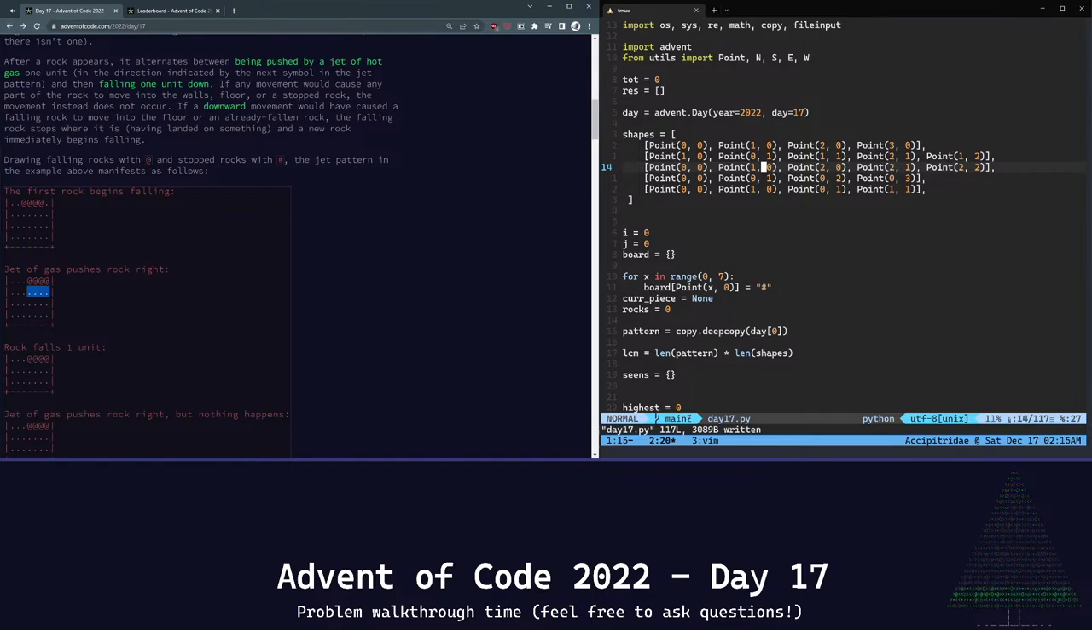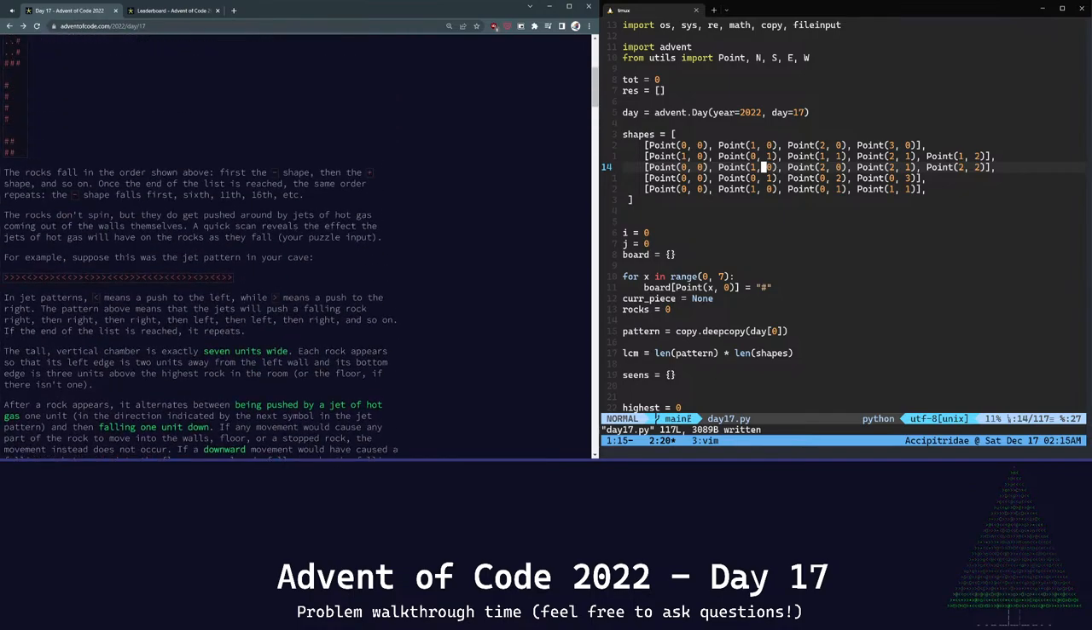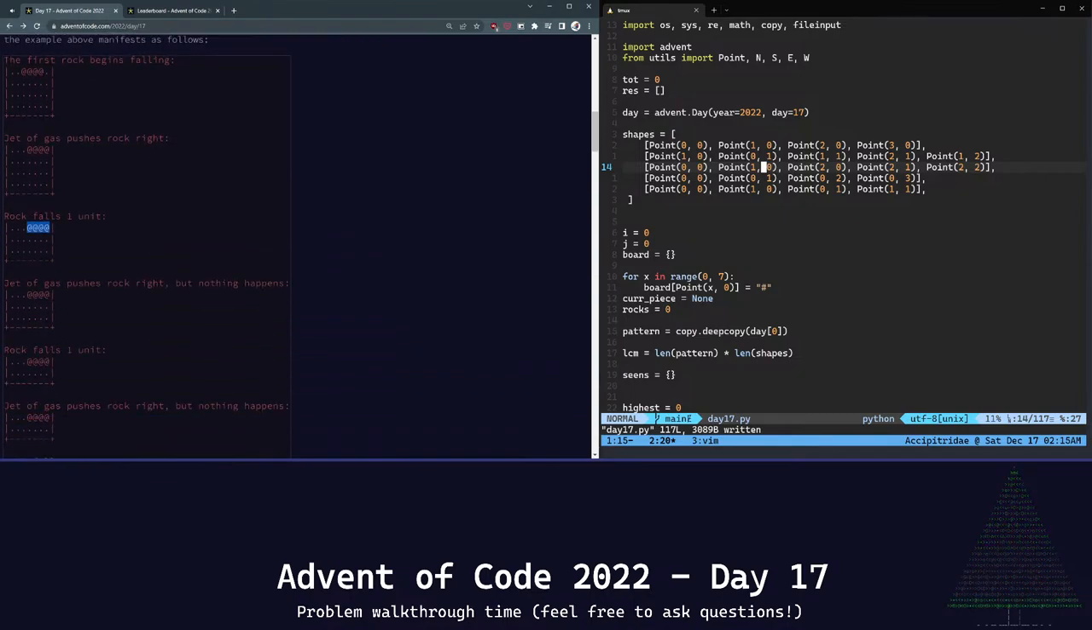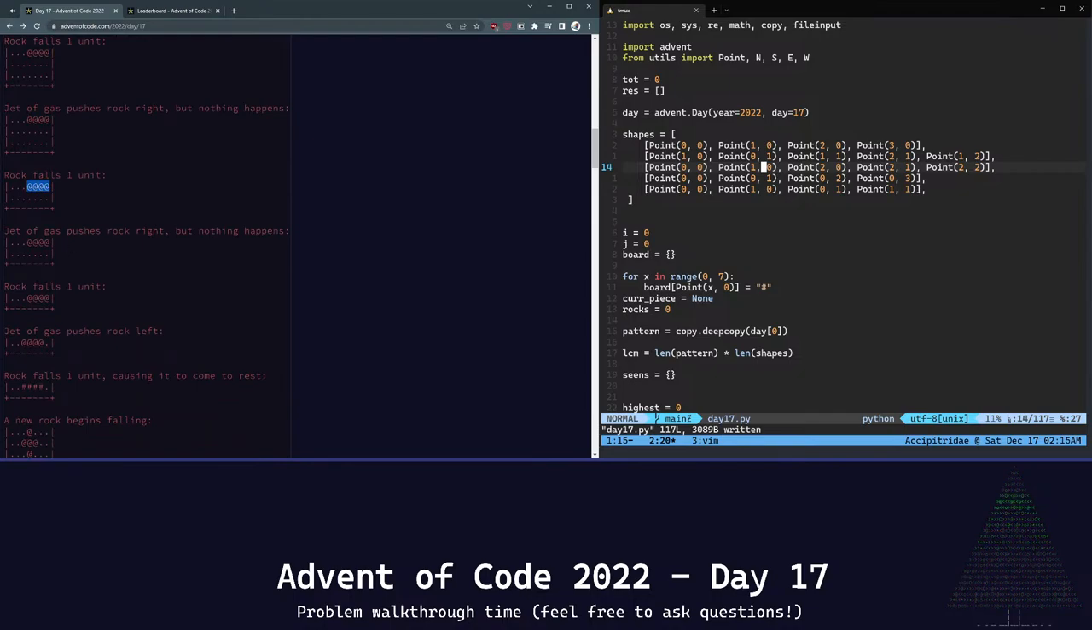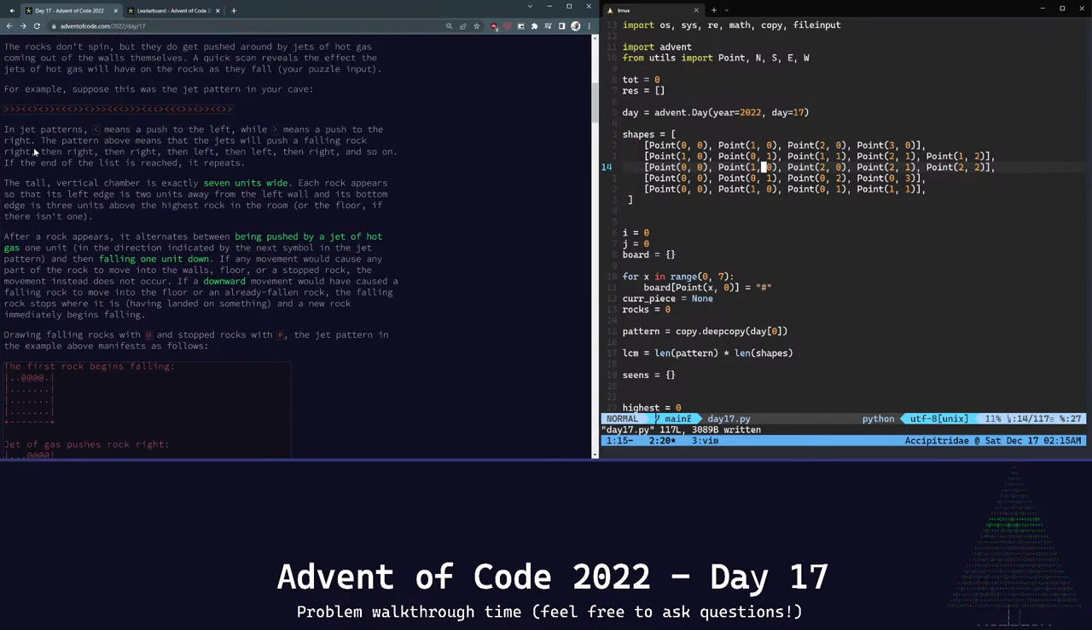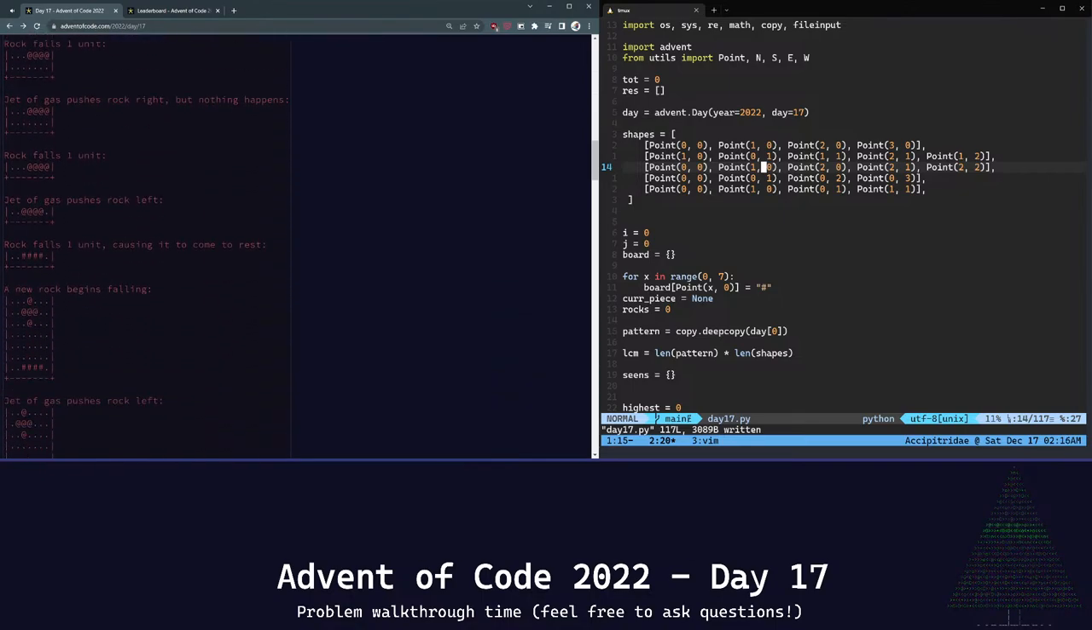Then the rock tries to fall down one. In this case, it's successful, it falls. The next move was moving right, and so the jet of gas tries to push it to the right again, but it gets blocked by the sides of the corridor, and so nothing happens, but it does fall because of gravity. It tries to go right again, nothing happens because of the wall, gravity pulls it down. Then one final jet of gas, this time a left moving one, pushes it to the left, and finally, because it's touching something and can't go down anymore, it comes to rest, at which point another rock appears.